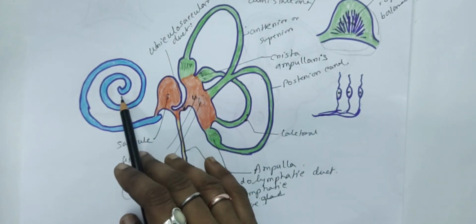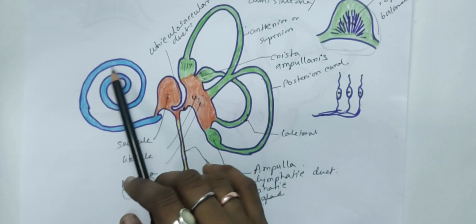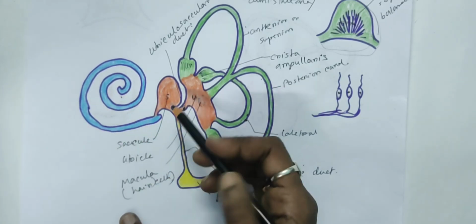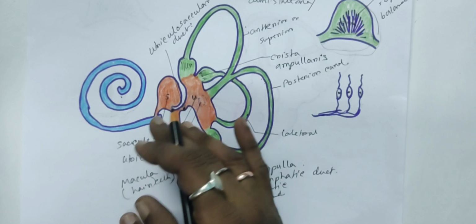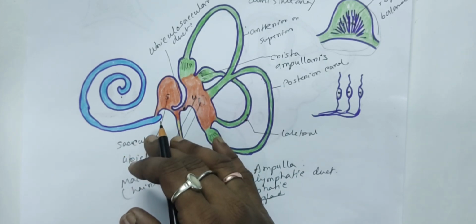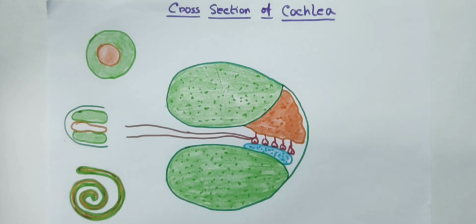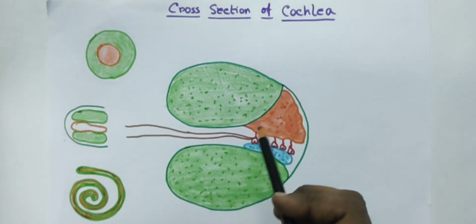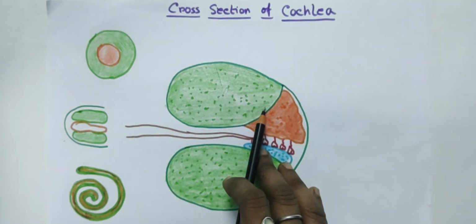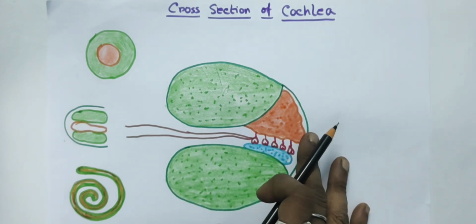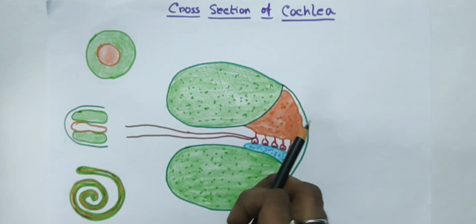Then come to the coiled structure, just like a snail. It's called the cochlea. If we cross section the cochlea, how does it look? Let's see. This is the cross section of the cochlea. It is a coiled structure, snail-like, and it has a broad base and an apex.